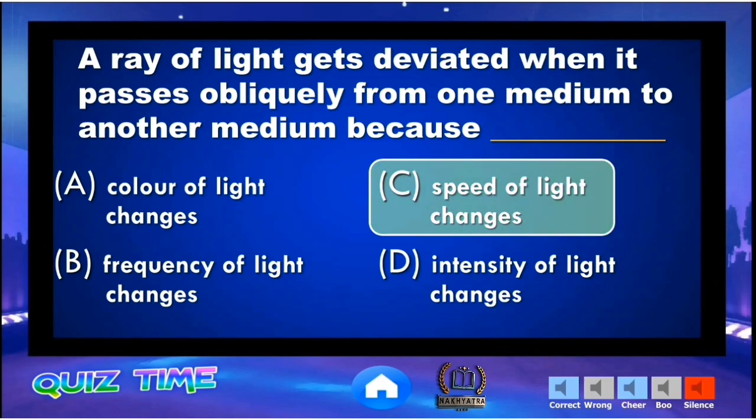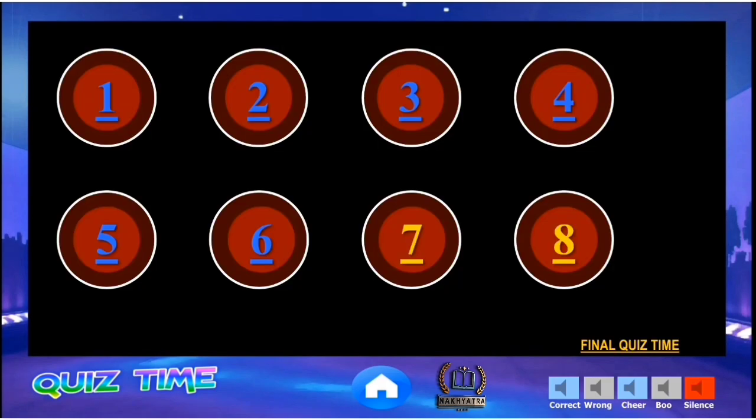Because of the change in the speed of light, the light ray gets deviated when it goes from one medium to another medium. Am I clear everyone? So I hope you all got the correct option. Next, see question number 7.